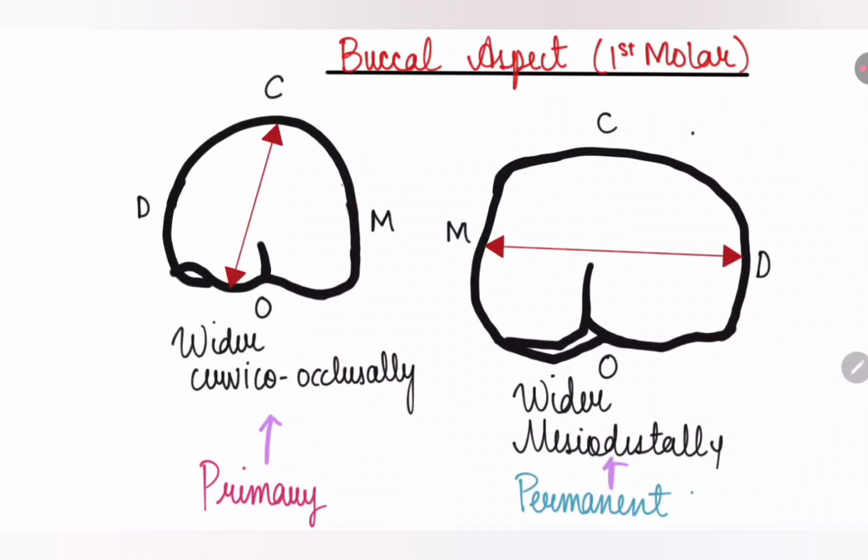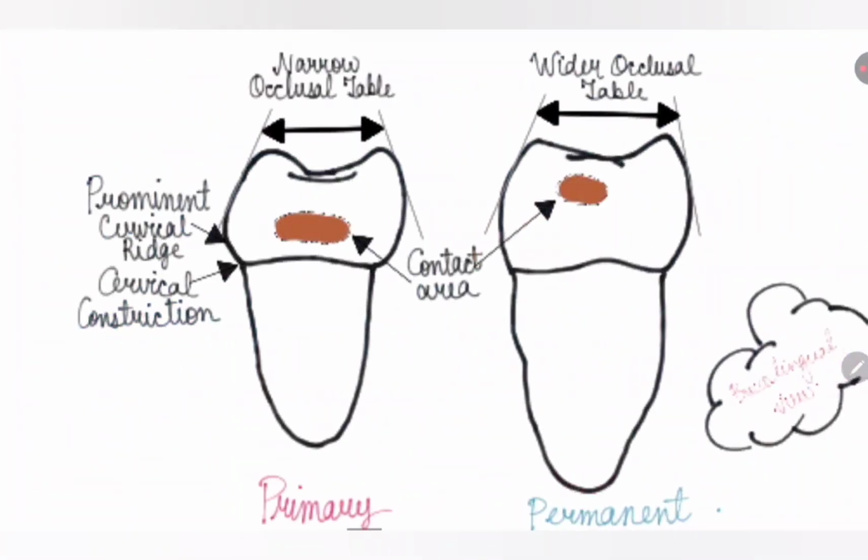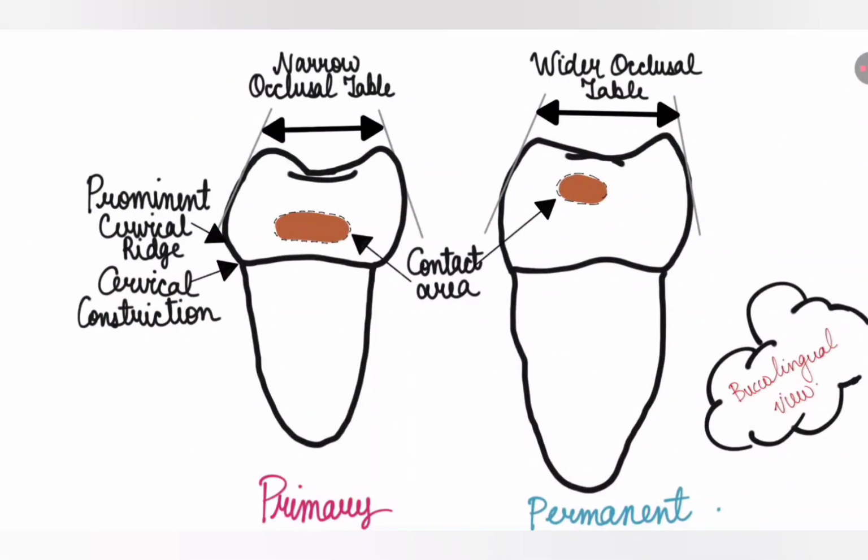So as said earlier, the cervico-occlusal dimension of the primary teeth is more than the mesiodistal dimension, right? They are wider cervico-occlusally. Talking about the permanent teeth, these permanent teeth are wider mesiodistally. Now, also we talked about the buccolingual convergence. So let's see the buccolingual convergence.